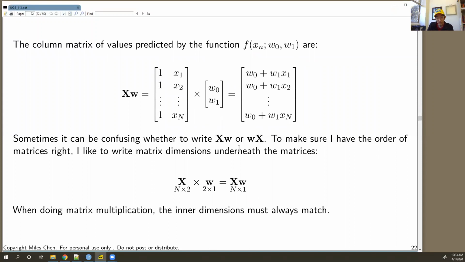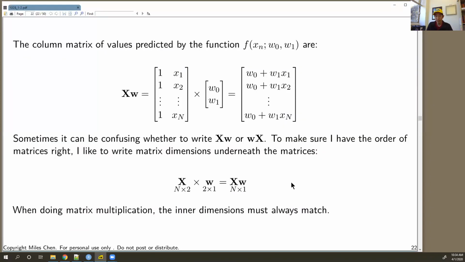As you're doing this, you might confuse yourself and ask, do I write x times w, or do I write w times x? Well, if you write the dimensions underneath the matrices, you will not get confused over the order. If you don't write the dimensions, it's easy, because x times w and w times x look the same. We're accustomed to working with just real numbers in one dimension, where the order of the multiplication doesn't matter. But when you're doing linear algebra and matrix multiplication, the order is very important. The multiplication order has to be correct. So we're going to do x times w, which is n by 2 times 2 by 1, and that will result in an n by 1 matrix.